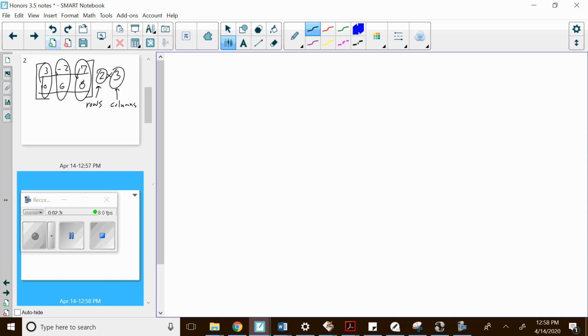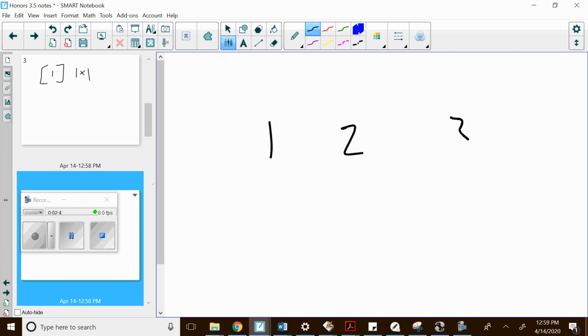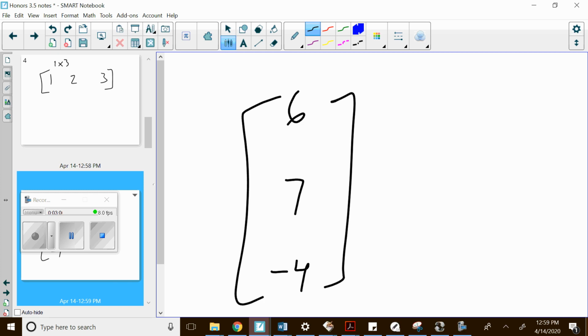Okay, and so I'm just going to make another one up. Now, a matrix can be one number. The number 1 in a set of brackets is a matrix. This is a 1 by 1 matrix, 1 row, 1 column. You can have a 1 row matrix: 1, 2, 3. This would be a 1 by 3 matrix. You could have a column matrix, which is 6, 7, -4. You could have a 1 column matrix. This would be a 3 by 1 matrix. So a matrix is a rectangular array of numbers.